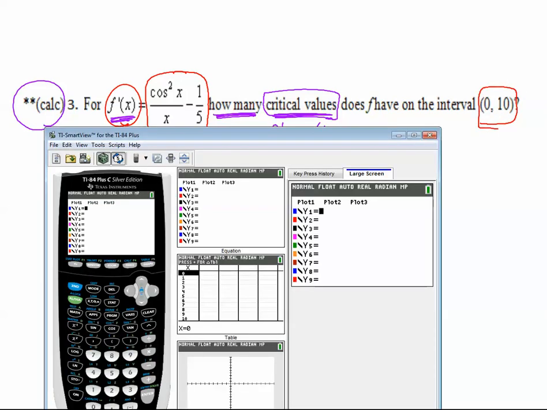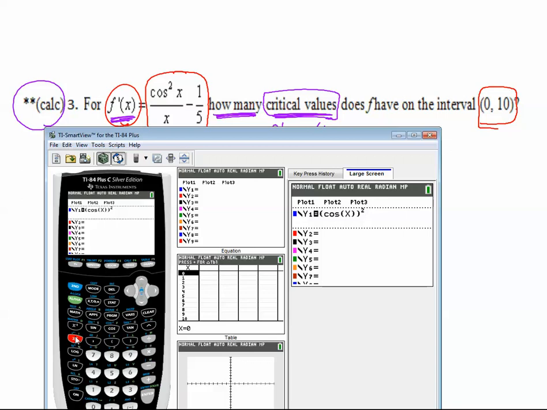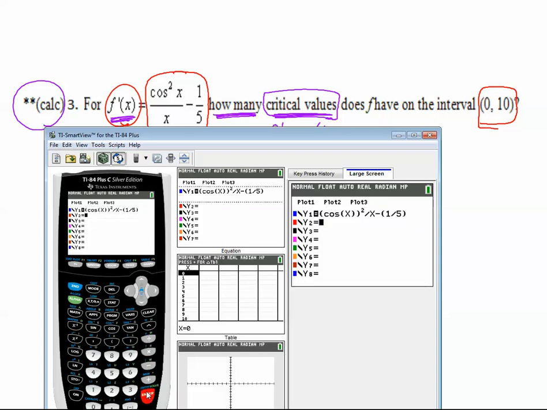So I'm going to go to y equals and plug in cosine squared x. How do I do that? Parentheses, cosine, x, close parentheses for the x, close parentheses for the cosine, square it, divided by x minus, I probably want parentheses around that fraction, 1/5. So you can see cosine x, function squared over x minus 1/5. So there's my function.